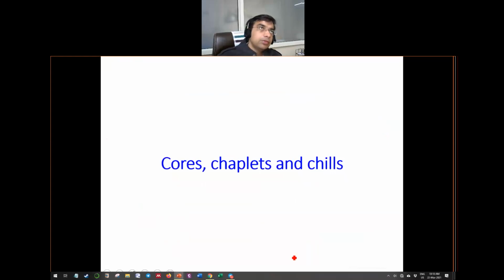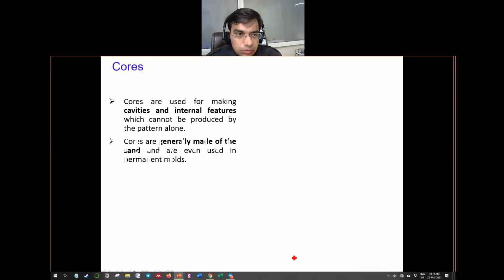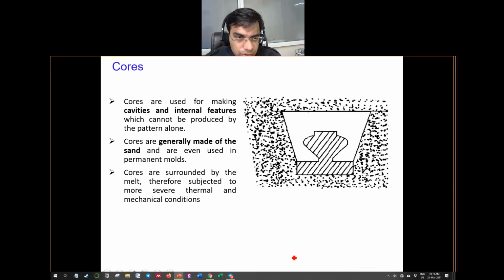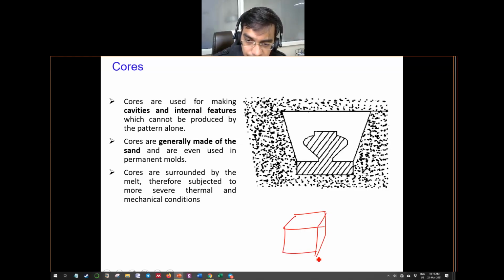Next, we move to cores, chaplets, and chills. So these are another important aspect in sand casting. So what are cores? So cores are basically the objects which are used to make internal cavities or features which cannot be alone produced by pattern. So as I discussed earlier also, if we intend to produce a block with a hole inside. So in this case, we will be using a core basically in the pattern.